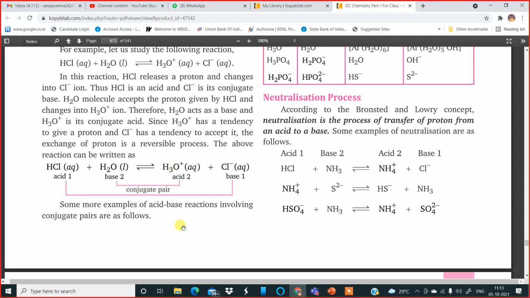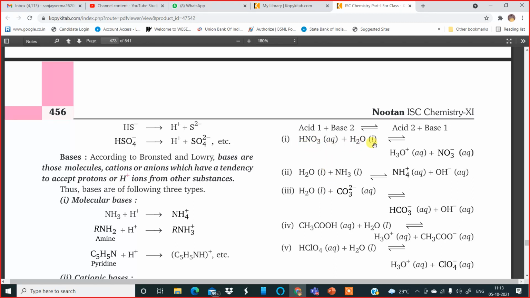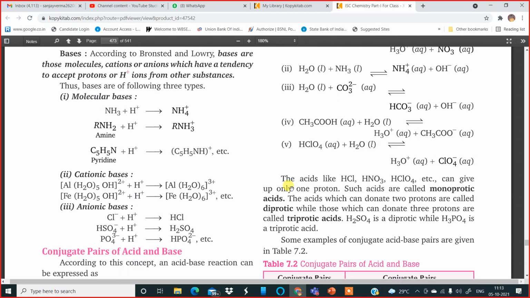Some more examples are given on the screen. Nitric acid, acid, conjugate base, base, conjugate acid. There are plenty of examples here. Go through these examples and try to understand the definition. Now, acids like hydrochloric acid, nitric acid or perchloric acid can give up only one proton. Such acids which can donate one proton to another substance are normally called monoprotic acids.